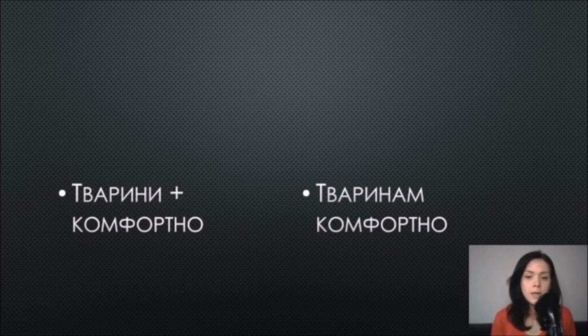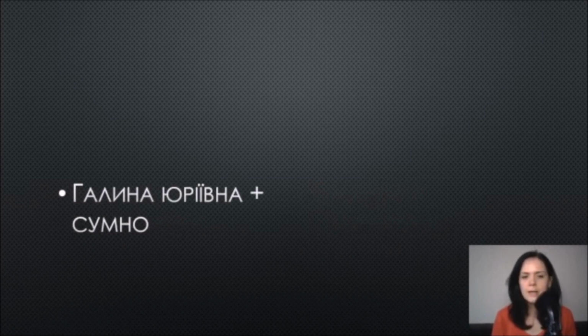Тварини means animals and комфортно means comfortable. You can also say зручно. It will also mean comfortable. So to say the animals are feeling comfortable, the animals are comfortable, we will say: тваринам комфортно. Тварини in nominative became тваринам in dative. Next. Галина Юріївна and сумно.